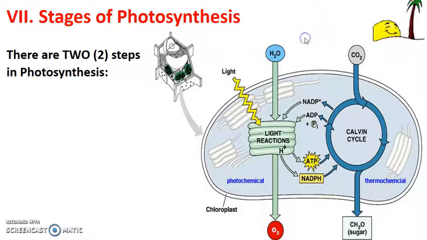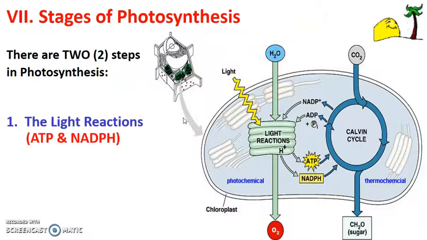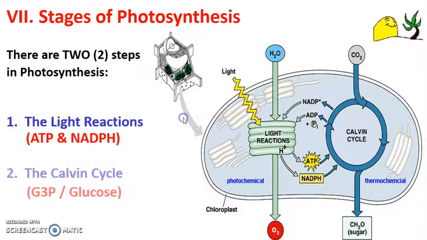So as I said, there's going to be two steps to photosynthesis, and those are going to be what we call the light reactions as well as the Calvin cycle. All of this will be taking place here within a chloroplast. The light reactions, their goal will be to produce ATP and NADPH using light, and then that chemical energy will be used in the second stage of photosynthesis called the Calvin cycle to eventually make sugar or glucose.